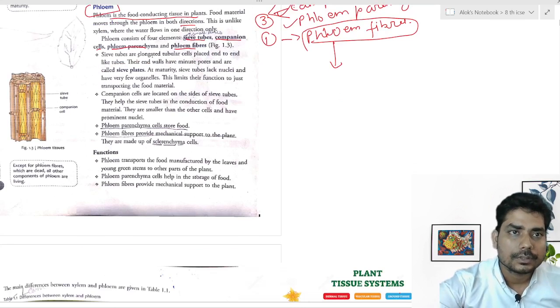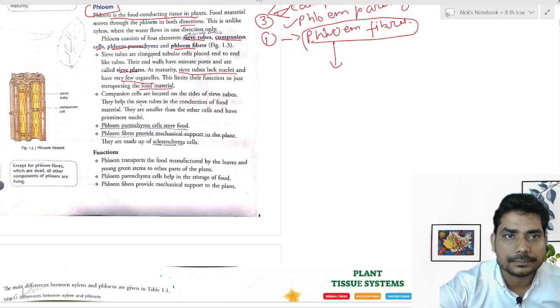Okay. Sieve tubes are elongate tubular cells placed end to end, connected by perforated walls called sieve plates. At maturity, sieve tubes lack nuclei and they have few organelles. This limits their function to transport only food material.